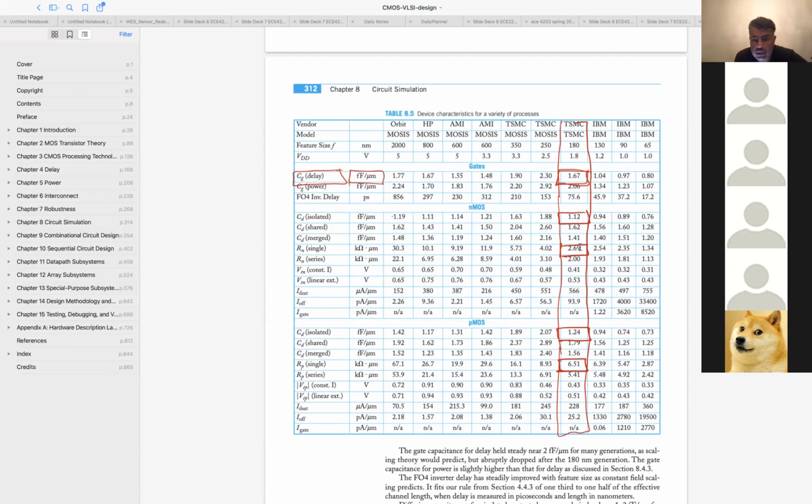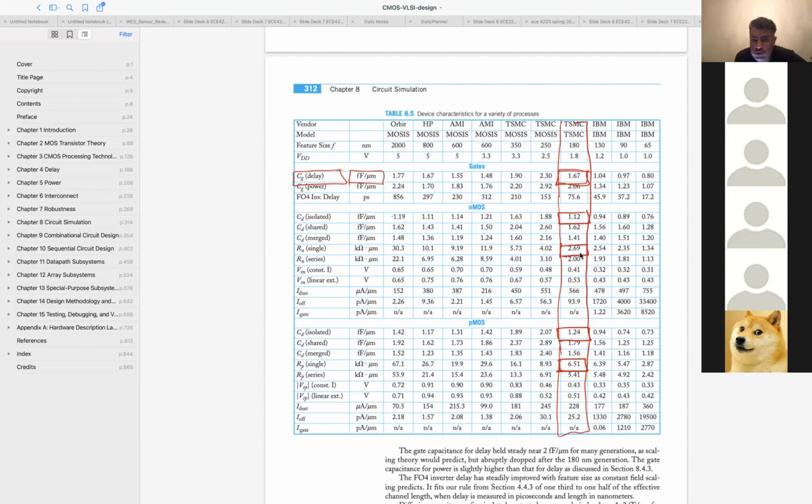The other thing to notice here is the resistance of the P for the same size device. If you have a PMOS that's 1 micron compared to an NMOS that's 1 micron, the resistance of the P is 6.51 kilo ohms to the N's 2.69 kilo ohms.